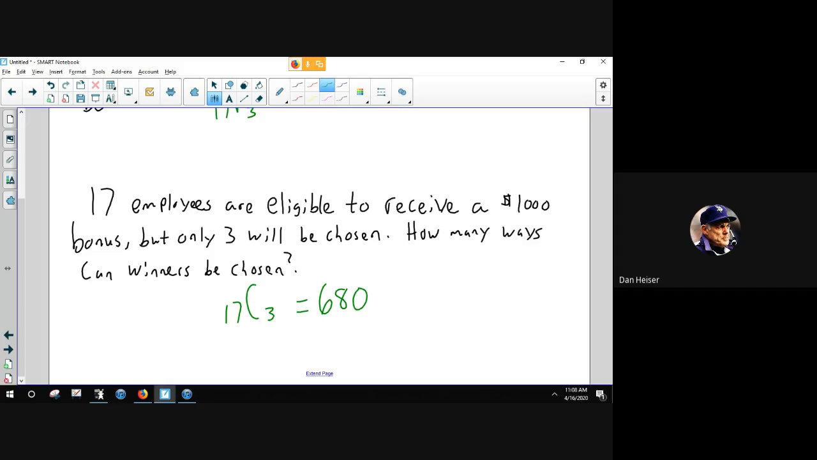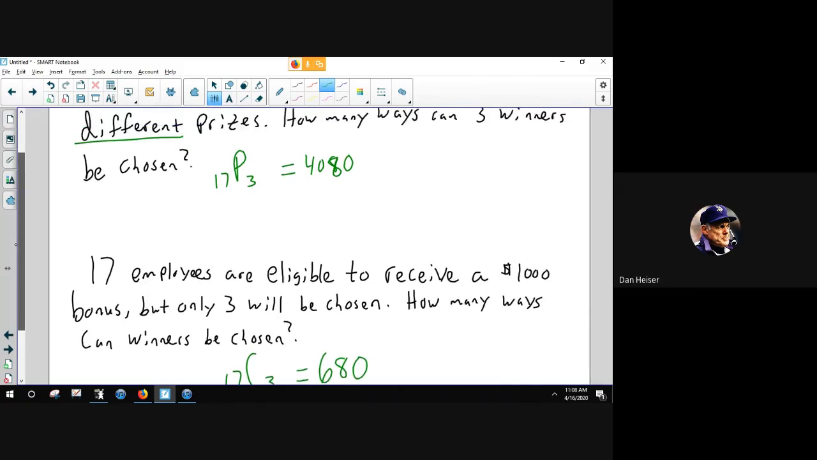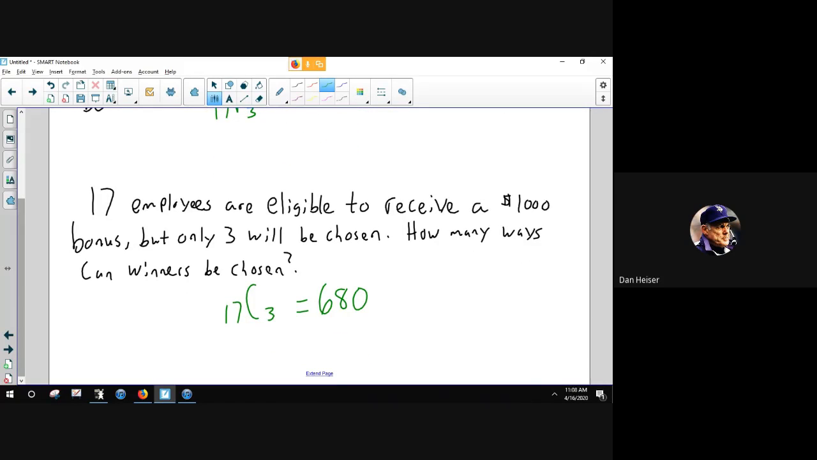Notice I had the same values in each problem, 17 and 3. Combinations will always be much smaller than permutations because we are dividing out all of the repeats that occur.